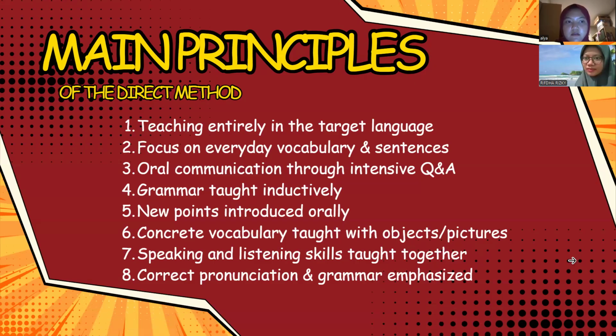Number four, grammar taught inductively. Students find grammar rules by themselves, not just memorize. Number five, new points introduced orally. Listening and speaking come first, just like how children learn their first language before reading and writing. Number six, concrete vocabulary taught with objects or pictures, or abstract through association. Visuals make meaning clearer without translation.